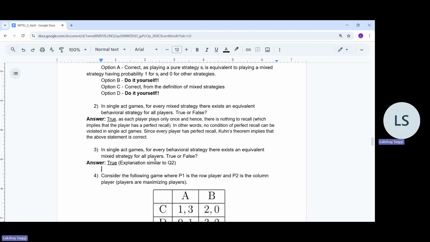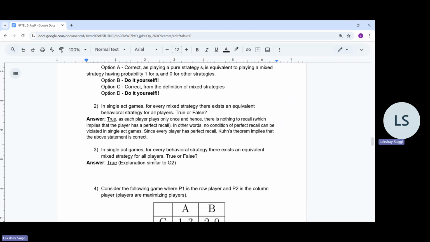Right. And maybe I'll just leave you guys with some food for thought. We have discussed that the concept of perfect recall makes sense only in the case of multi-act games. In single-act games, it will always hold true. But in multi-act games also, we had considered some games like multi-stage games or ladder nested multi-stage games. So maybe just some food for thought, something you should think about for yourself.